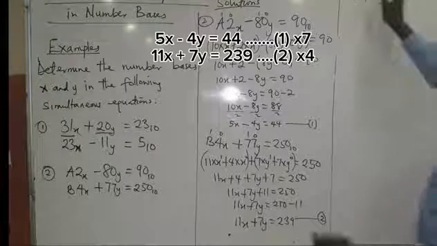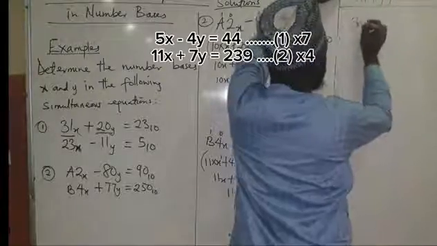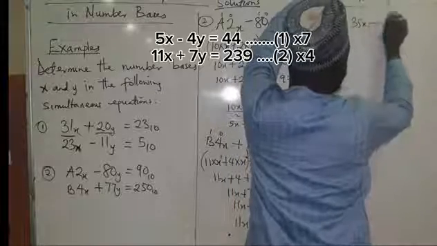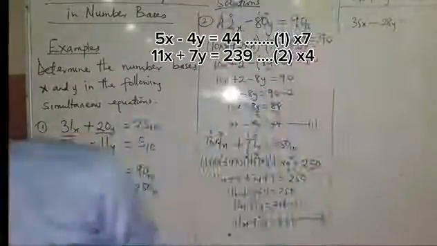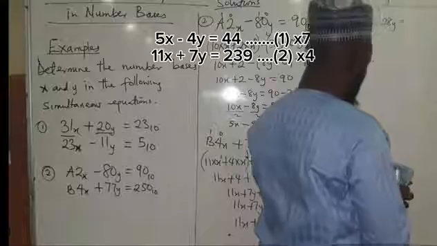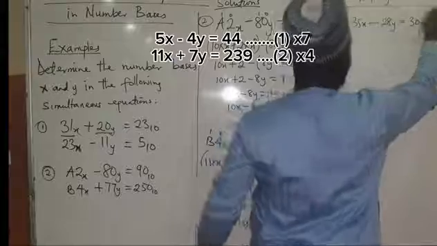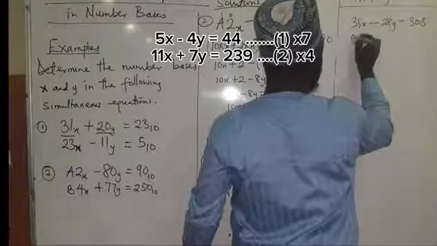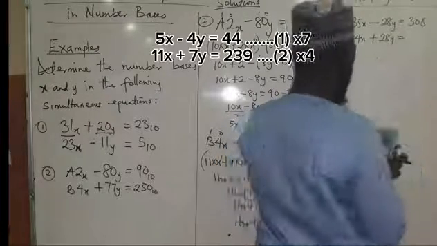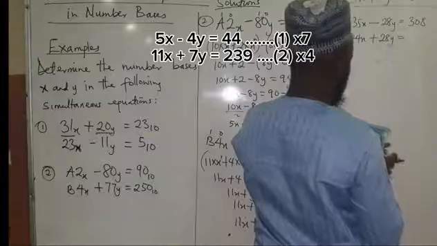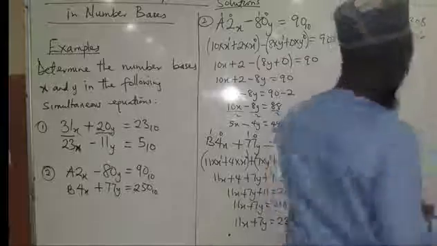So this will give me 7 times 5. 7 times 5 gives me what? 35x minus 7 times 4, which gives 28y. Then 7 times 44, that gives 308. Then the second one, 4 times this gives what? 44x plus 28y equals 239 times 4. That gives 956. So we can then perform the next operation.